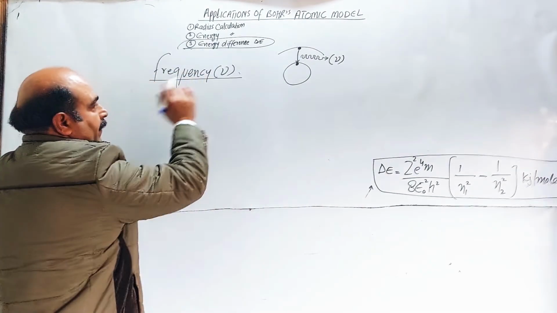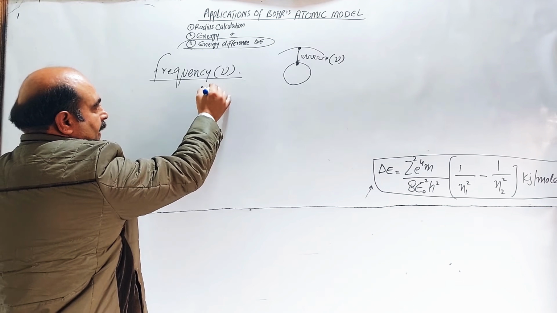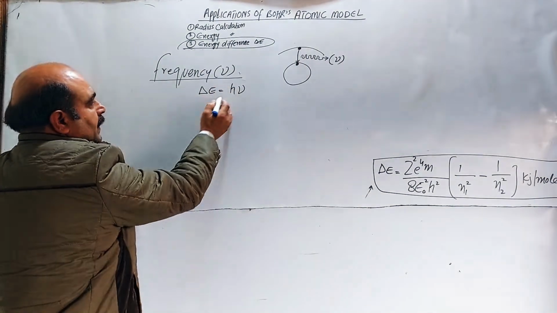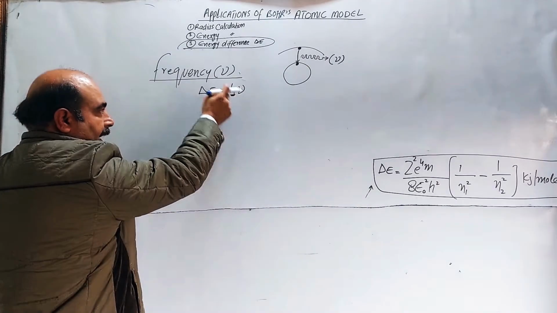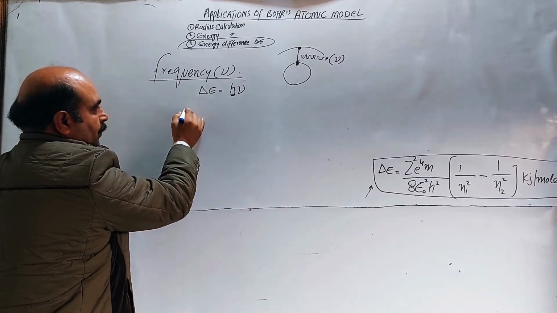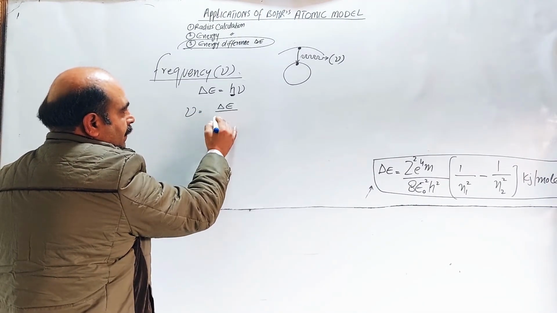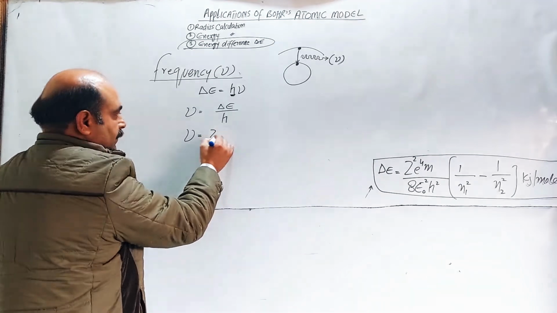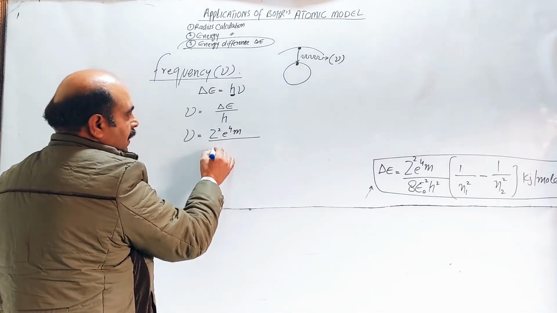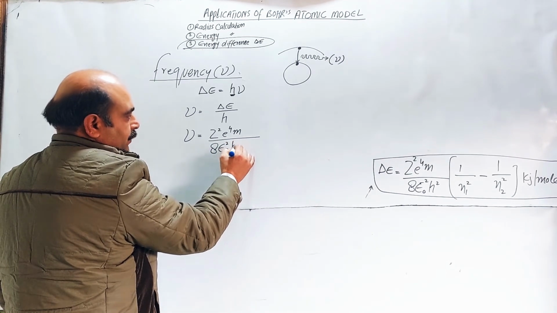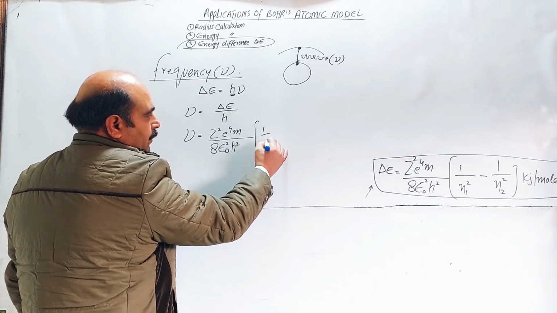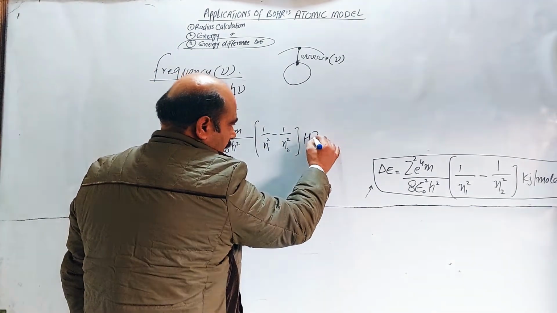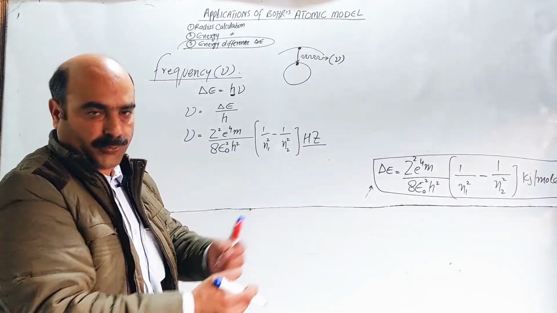We know that delta E is equal to h nu, where nu is the frequency and h is the Planck constant. Dividing the left side by h, nu is equal to delta E divided by h. Nu, the frequency, is equal to delta E, putting this value, Z square e4m divided by 8 epsilon naught square h square into 1 over n1 square minus 1 over n2 square. Here is the frequency, and its unit is hertz, after the name of Heinrich Hertz, who proposed this unit.